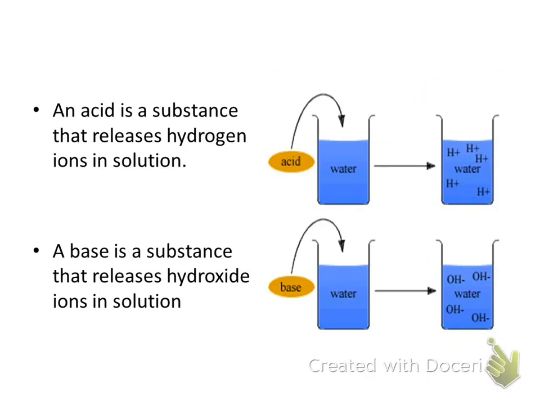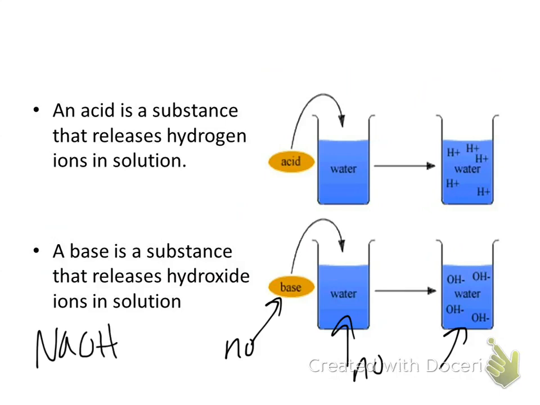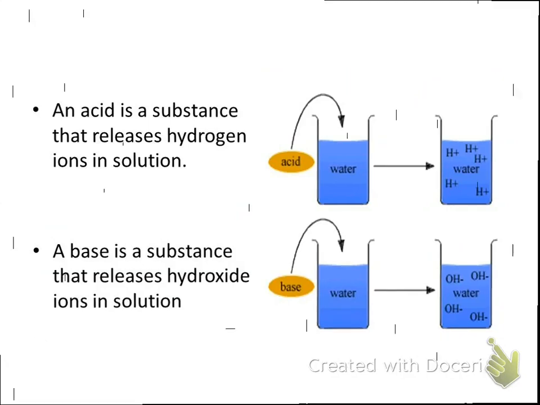A base is a substance that releases hydroxide ions in solution. So we're going to see the same thing with the base, that as a single pure sample, bases will not conduct. Water does not conduct. But when you put the base in water, now we get conductivity because, again, we've had that dissociation. So an example is sodium hydroxide, a formula unit. It will not conduct electricity as a pure sample, but if you put it into water and it dissociates into sodium ions and hydroxide ions, then it will be able to conduct.